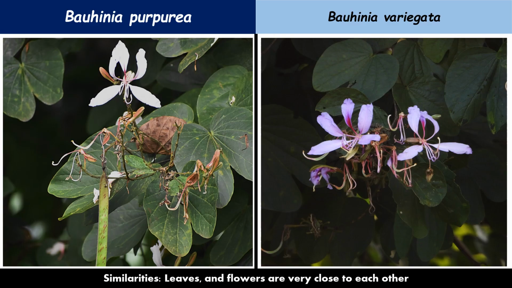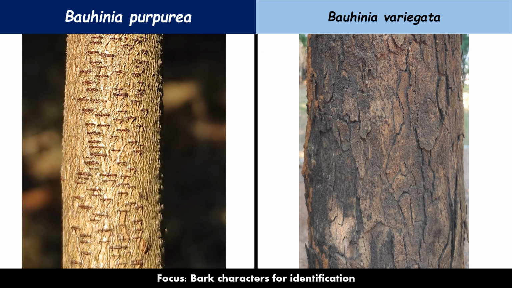The Bauhinia purpurea and Bauhinia variegata. If you observe the leaves and flowers, they are very close to each other. But if you observe the bark, you can observe it is completely different. In purpurea, you can observe different types of lenticels, but in Bauhinia variegata, it's completely different. Always you can observe it in dry form.